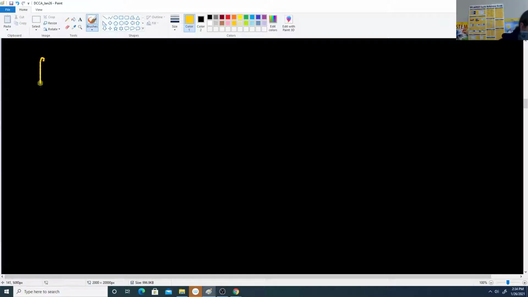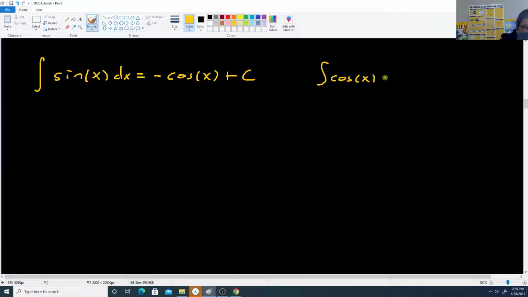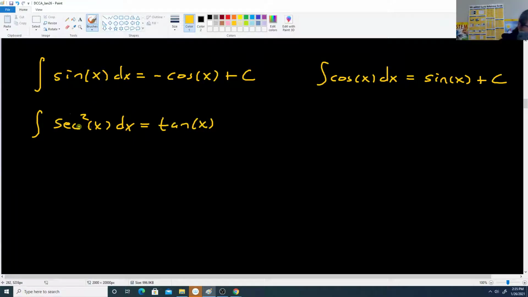So trig integrals, if we have the integral of sine of x dx, that will equal negative cosine of x plus c. Integral of cosine of x dx, who has derivative cosine, that's sine of x. We have to put a plus constant after it. Integral of secant squared of x dx, that would be tangent of x. Derivative of tangent is secant squared plus c, because you can do tangent plus any other number, and its derivative still would be secant squared.